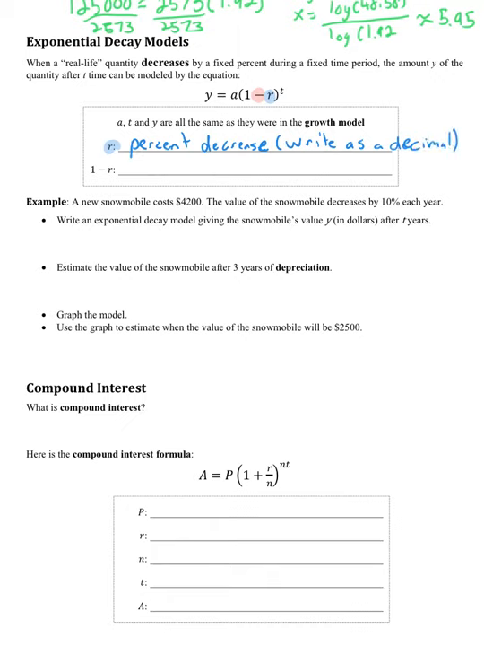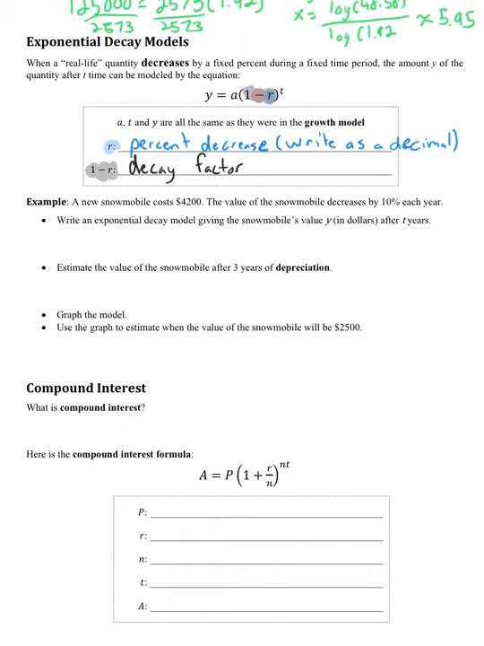A very common mistake I see from students is they forget to write it as a decimal, and they get the wrong number. And then we have this 1 minus r. That is our decay factor. And again, because that's like kind of the b value, and that b value is going to be between 0 and 1, which shows us this is definitely exponential decay.